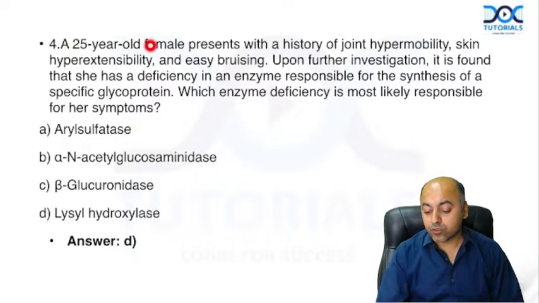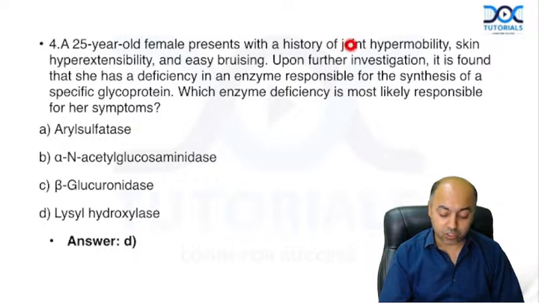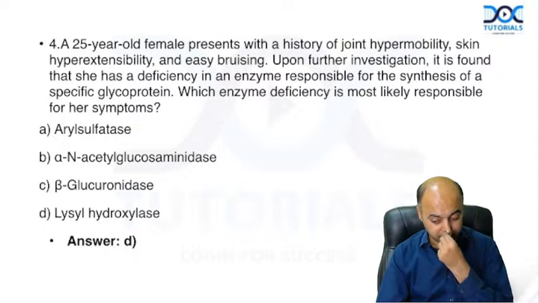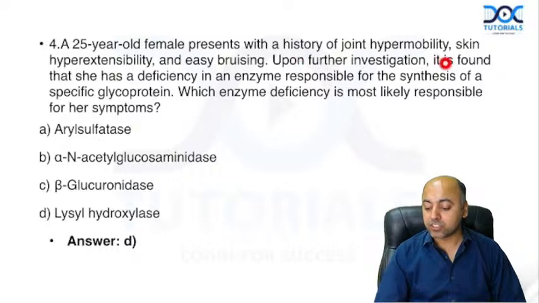Question: A 25-year-old female presents with a history of joint hypermobility, skin hyperextensibility, and easy bruising. Upon further investigation, it is found that she has a deficiency of an enzyme responsible for synthesis of a specific glycoprotein. Which enzyme deficiency is most likely responsible for her symptoms? So your options are aryl sulfatase, N-acetyl glucosaminidase, beta glucuronidase, lysyl hydroxylase.